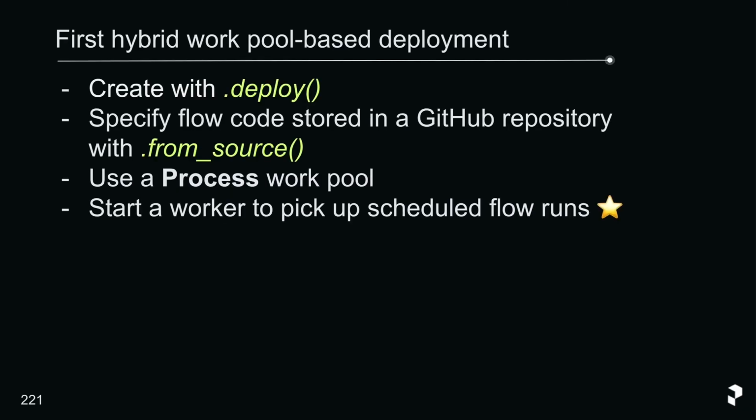Here's another example for the hybrid work pool setup that we're going to cover, and that is the process work pool and worker. If you want to use a process worker and process work pool, you can do so using .deploy again. You'll also specify the flow code stored in your repository of choice using the from source method. You'll specify a process work pool, and then you will spin up the process worker where you would like the work to execute, and it will begin picking up those scheduled flow runs.